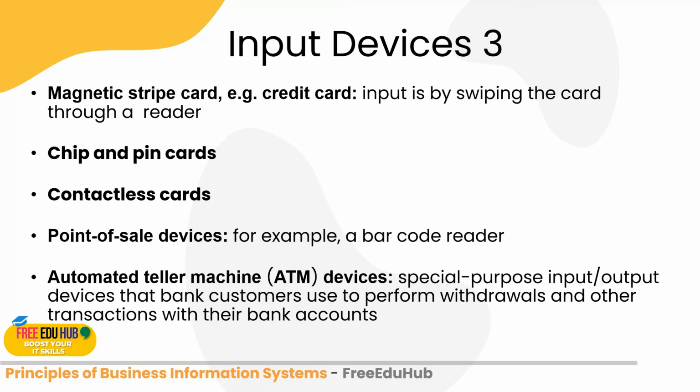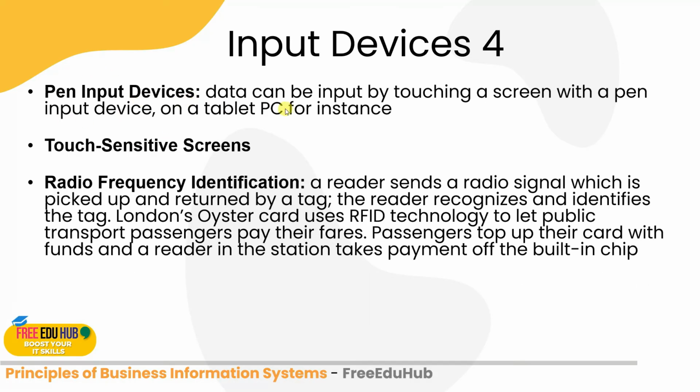Then we have pen input devices. Data can be input by touching the screen with a pen input device or a tablet PC. For instance, you might have seen that most logistics companies are using these devices: whenever they deliver an item at your doorstep, they ask you to sign the PDA, and by that they send the confirmation that they have successfully delivered the item. Then we have touch sensitive screens, which we use in offices or at point of sale counters. Plus, you might have seen them at fast food restaurants. We can use them in organizations or in educational institutions for teaching purposes as well, where we can touch the screen, and that screen acts just like a normal mouse which we use on a computer.